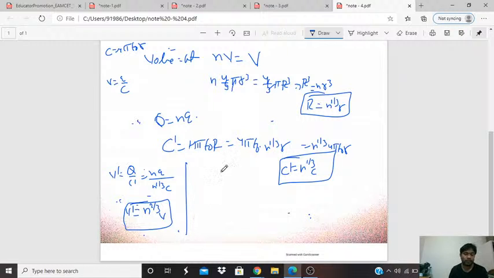And what about the energy stored? Initially U equals small q square by 2C. U dash is capital Q square by 2C dash. Capital Q square is n square q square, divided by 2 into C dash, which is n power 1 by 3 into C. So q square by 2C is the initial U. So n power 2 minus 1 by 3, that is n power 5 by 3. So U dash will be n power 5 by 3 into U.